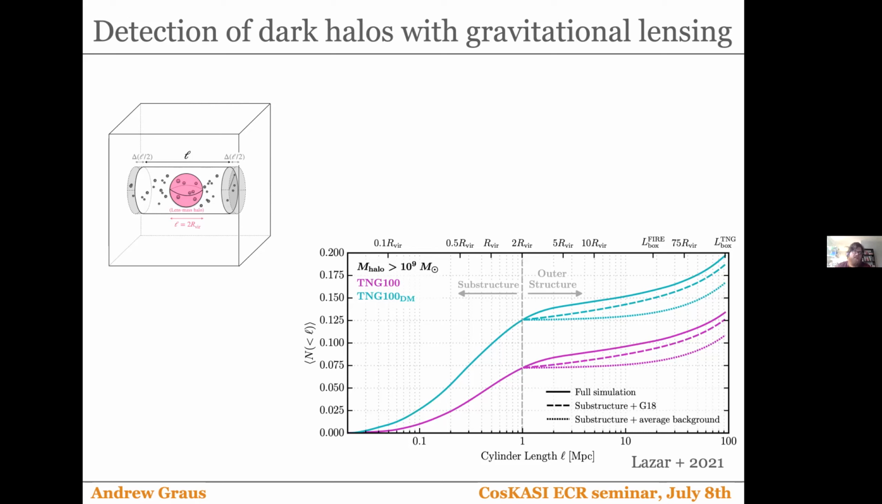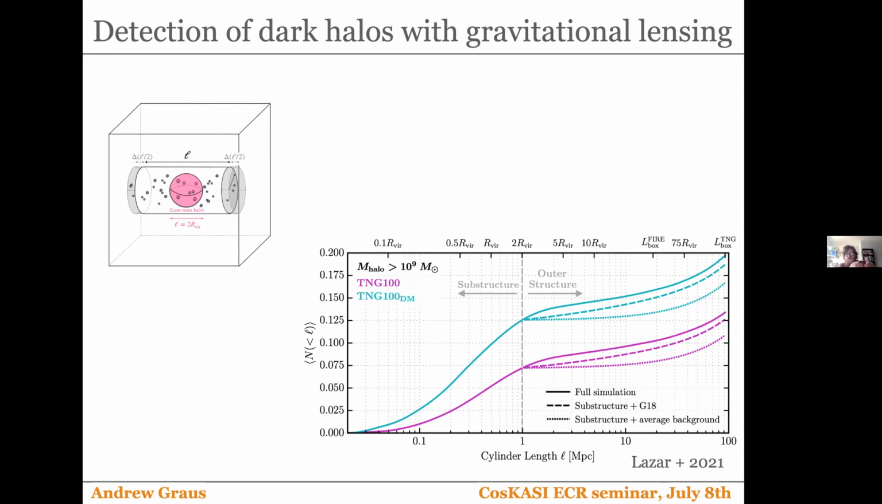One thing about this cartoon is that it's over-exaggerating the radius of the cylinders that they use. The actual cylinder is the size of the Einstein radius, which is about 10 kiloparsecs for these types of galaxies. So in reality, the cylinder is a much thinner tube going straight through the elliptical galaxy.